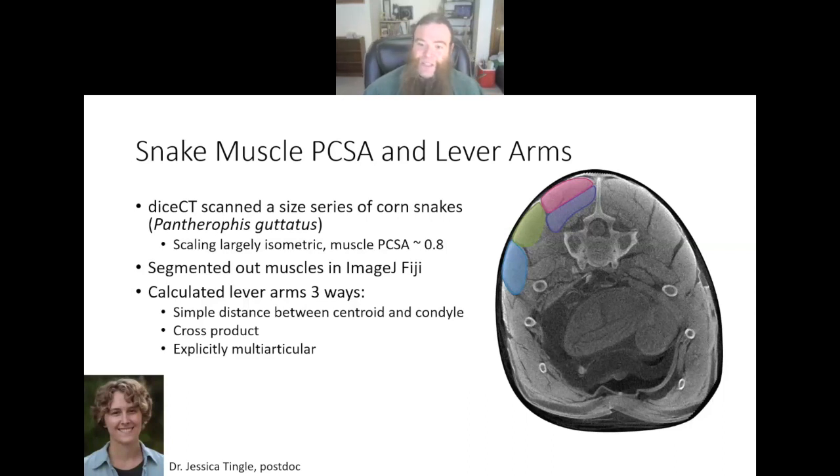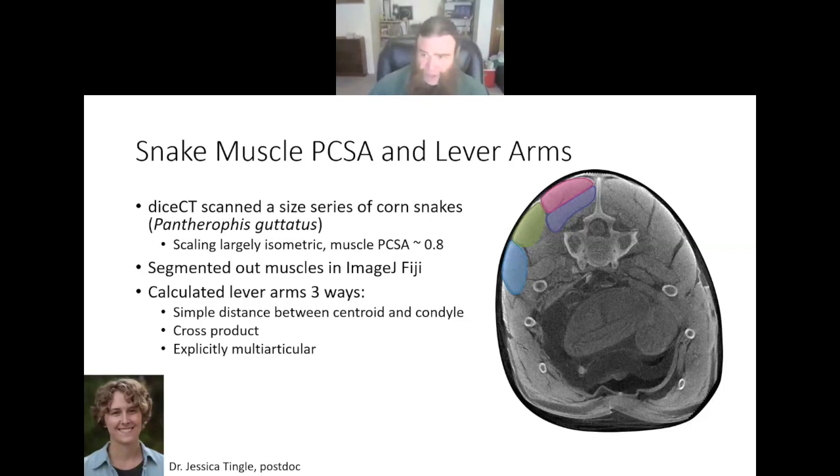So this gives us these divisions where you can actually see the borders between the muscles. We did have a size series and we got scaling. Most of the things involving the vertebra itself were largely isometric. The lever arms were mostly isometric. Cross-sectional area of the muscles was actually, in many cases, allometric.